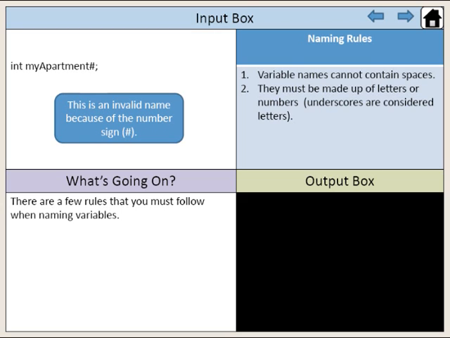Number two, they must be made up of letters or numbers. In C++, underscores are considered letters. This is an invalid name because of the number sign. This is an invalid name because of the apostrophe.